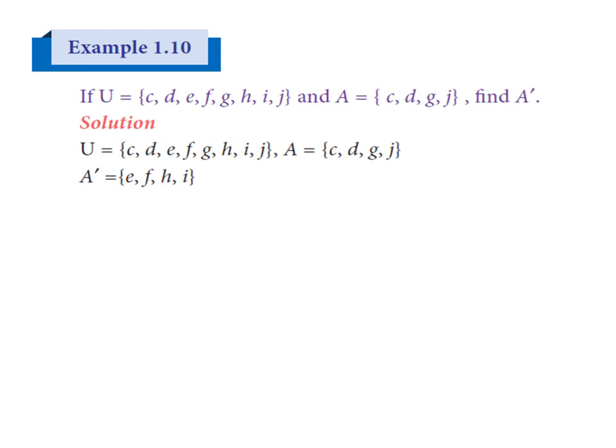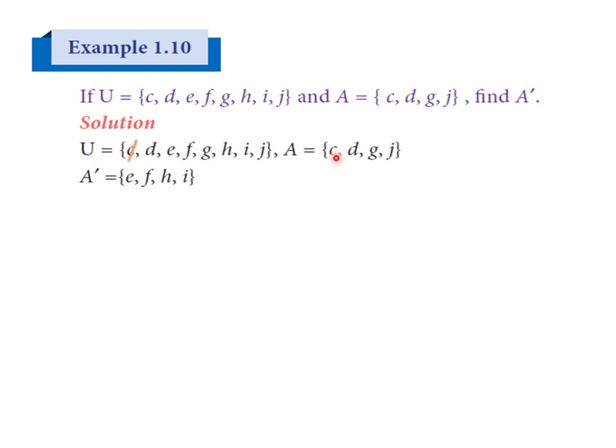Next I will give one example. Example 1.10. If U is equal to {C, D, E, F, G, H, I, J} and A is equal to {C, D, G, J}, find A dash or complement of A. The set U we are writing, then A, then A dash. So first check the elements.